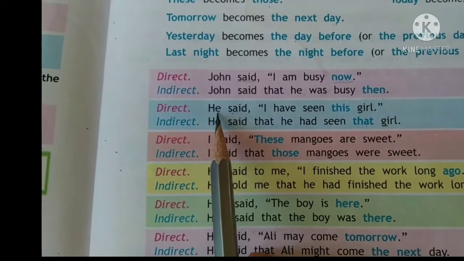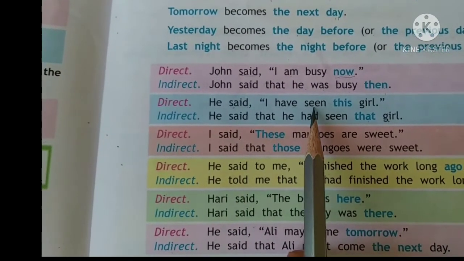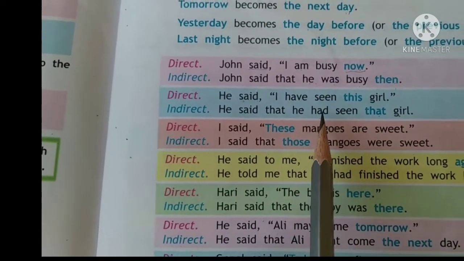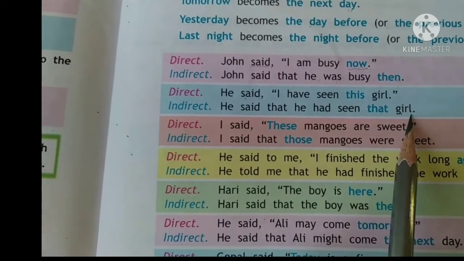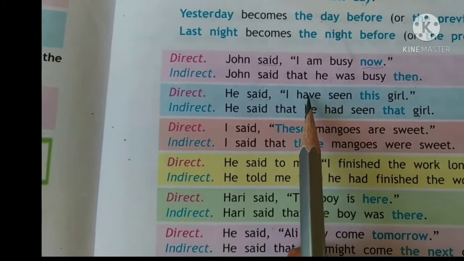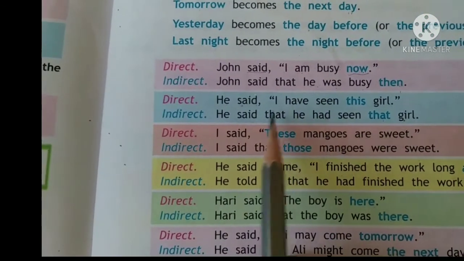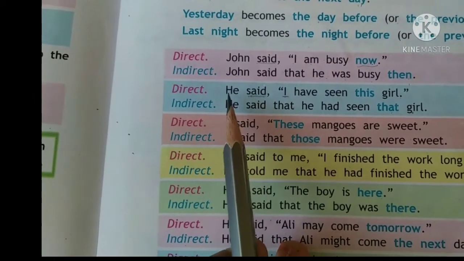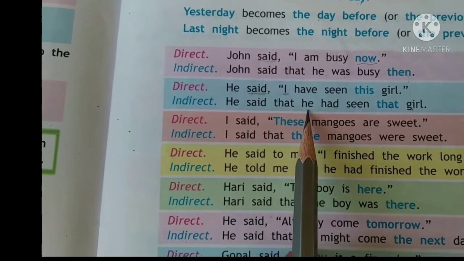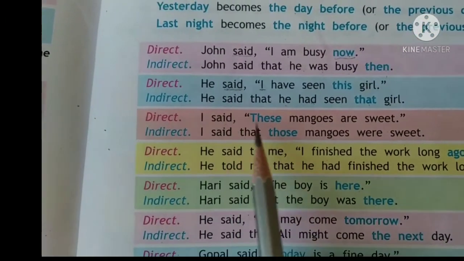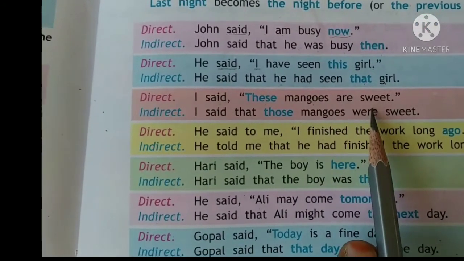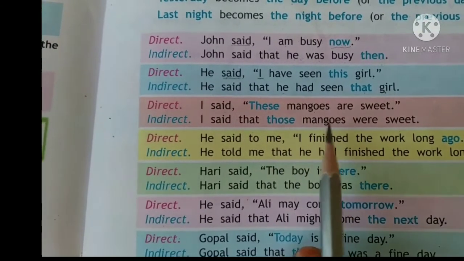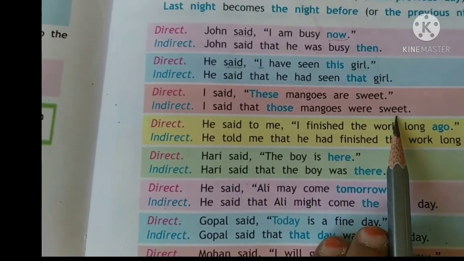The second one, he said, I have seen this girl. So this will be he said that he had seen that girl. This changes into that. Have will change into had. And this I is related to the subject of the reported verb. So subject is he, so here also it becomes he. I said, these mangoes are sweet. So this changes into I said that these will change into those mangoes were sweet.